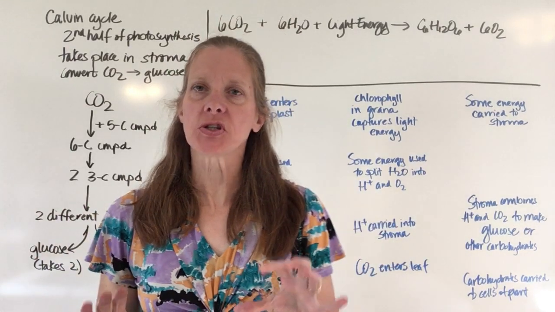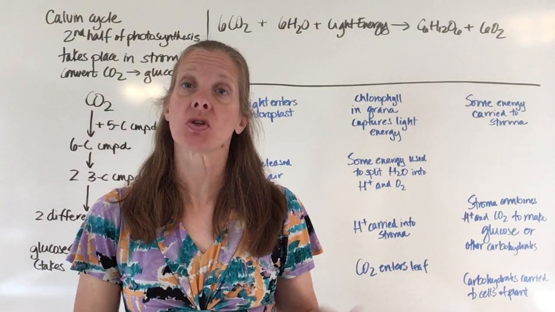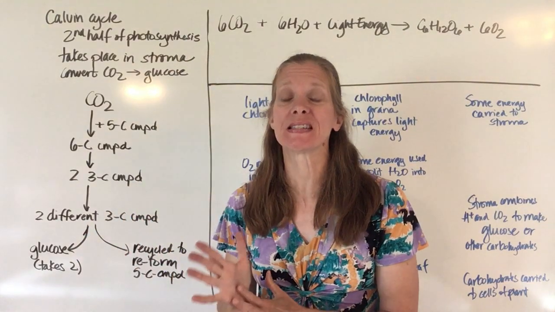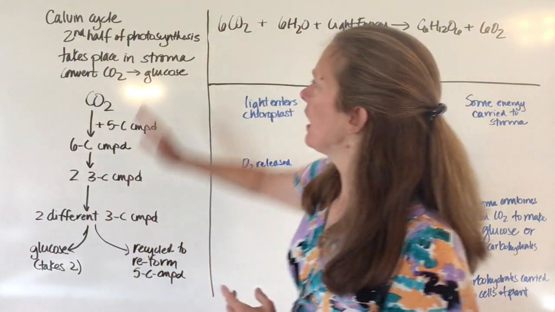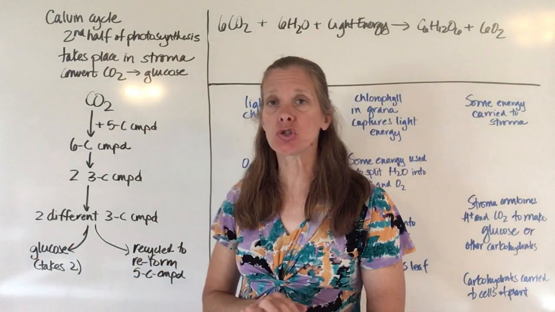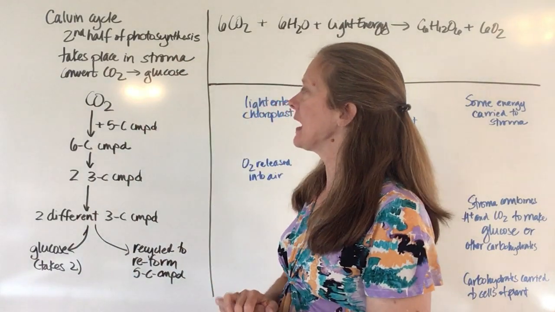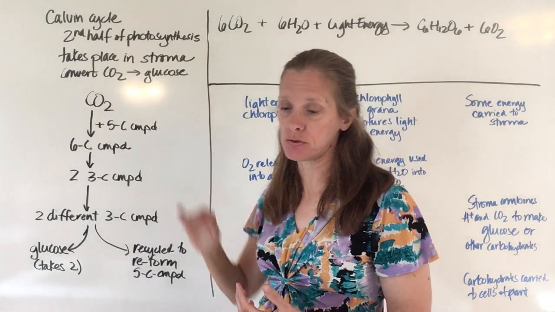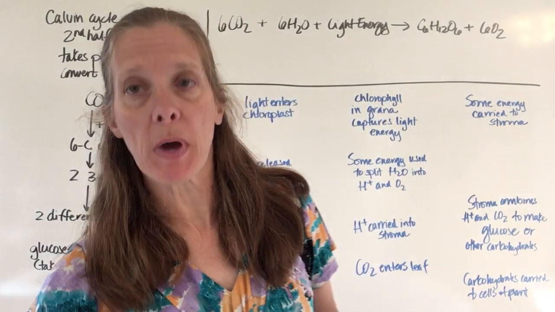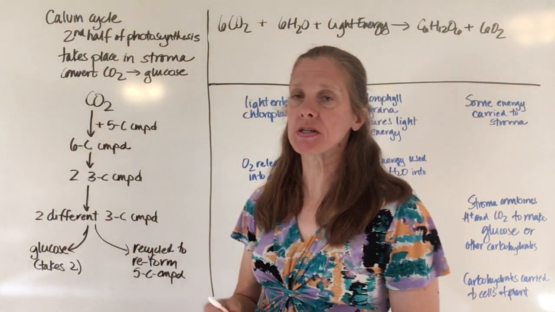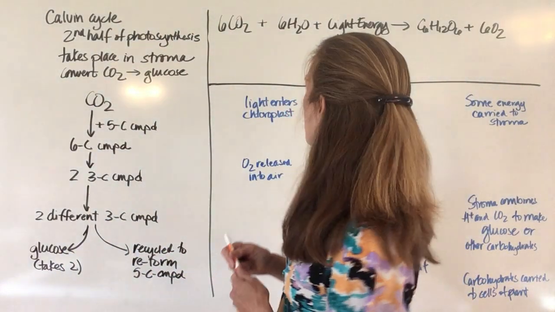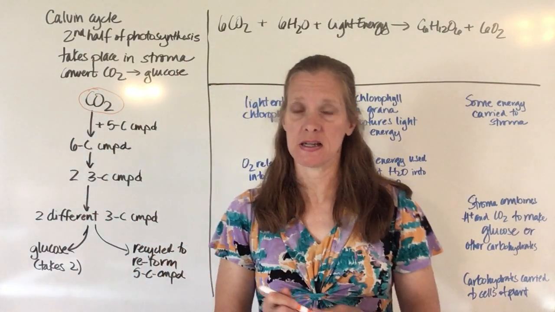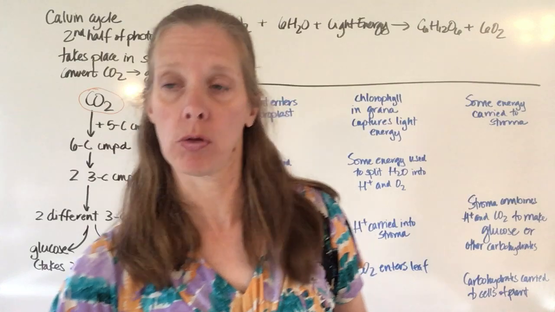All right, yesterday we talked about the light reaction, which is the first half of photosynthesis. Today we're going to hit the Calvin cycle, which is the second half of photosynthesis. The Calvin cycle takes place in the stroma of the chloroplast, and its whole purpose is to convert carbon dioxide into glucose. Now, you should remember from the main photosynthesis reaction that carbon dioxide is one of your reactants in the whole equation.